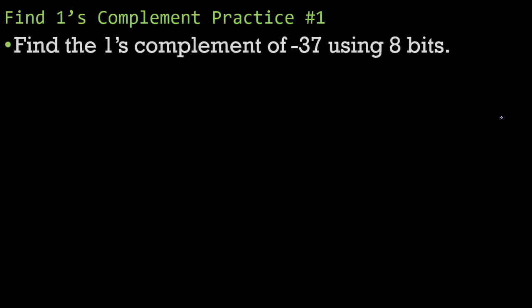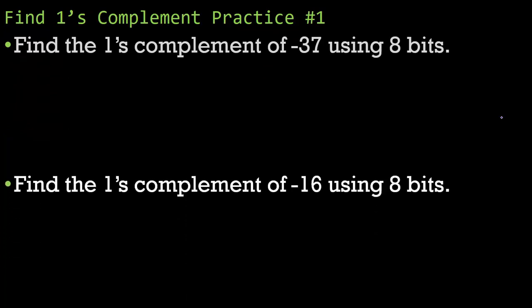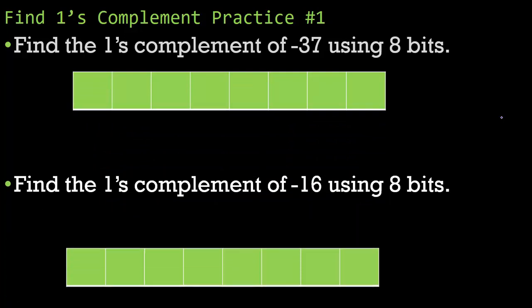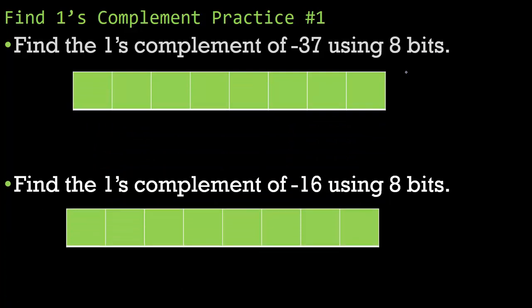So, find the ones complement of negative 37 using 8 bits. Not a problem. Find the ones complement of 16 using 8 bits. Not a problem. So all we need to do is find the value of 37, positive 37. So I write my numbers above here. And if they give it to me in ones complement, no problem. I just invert all the ones and zeros.